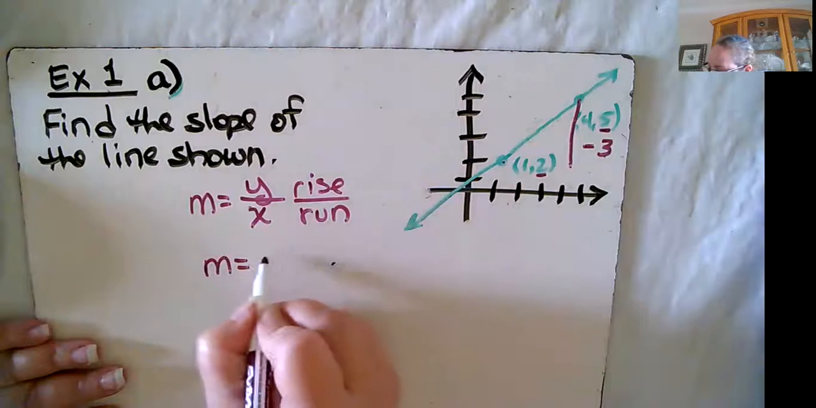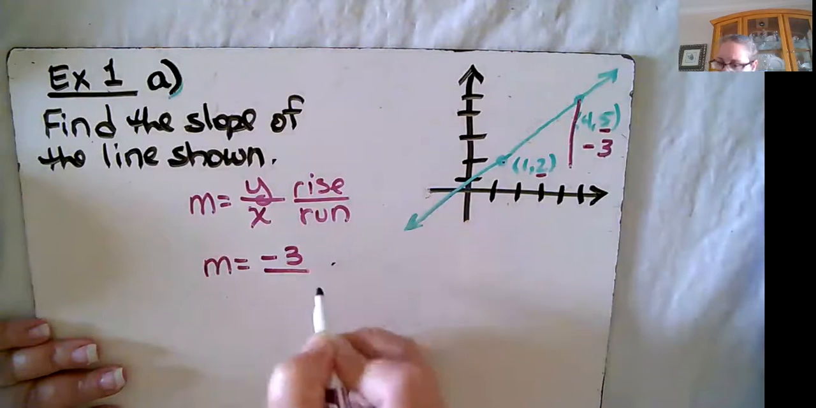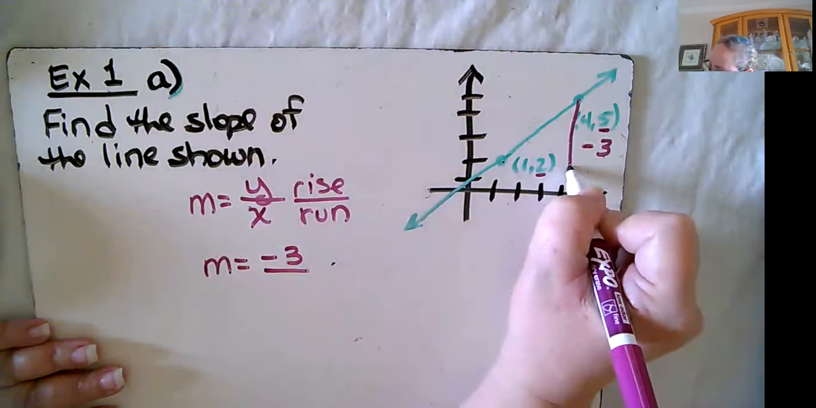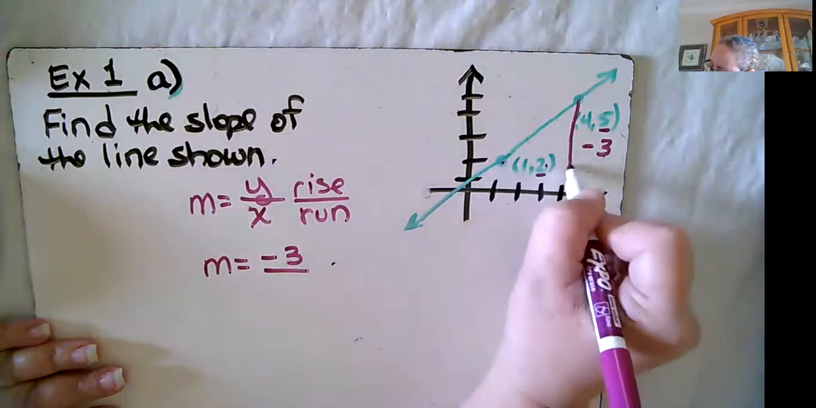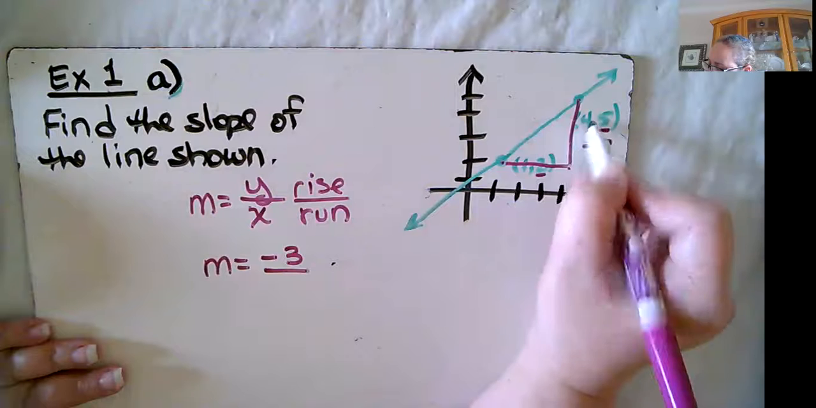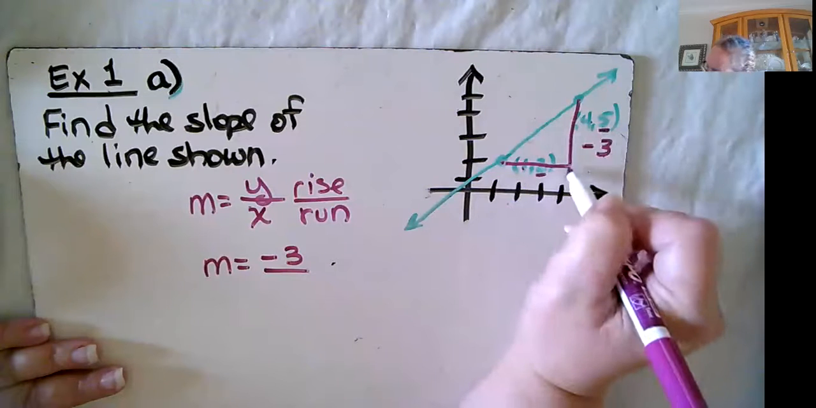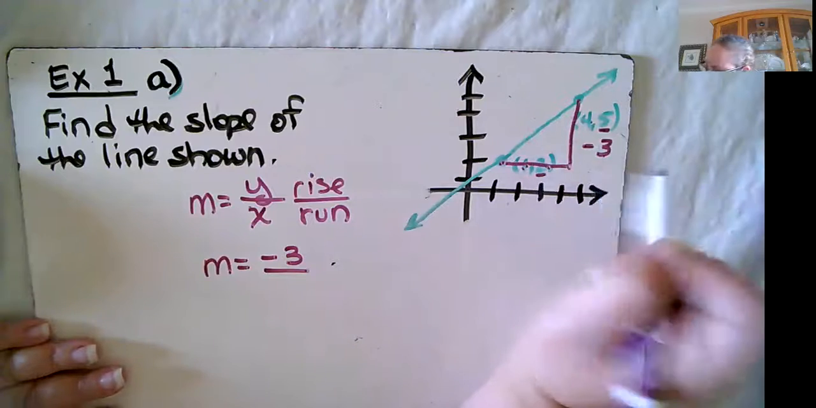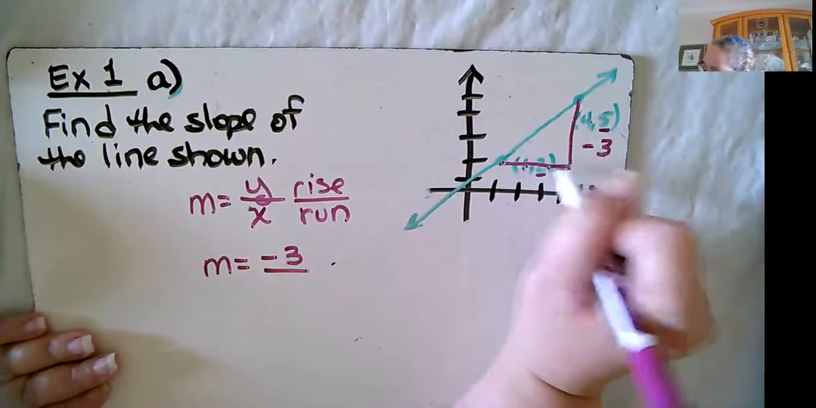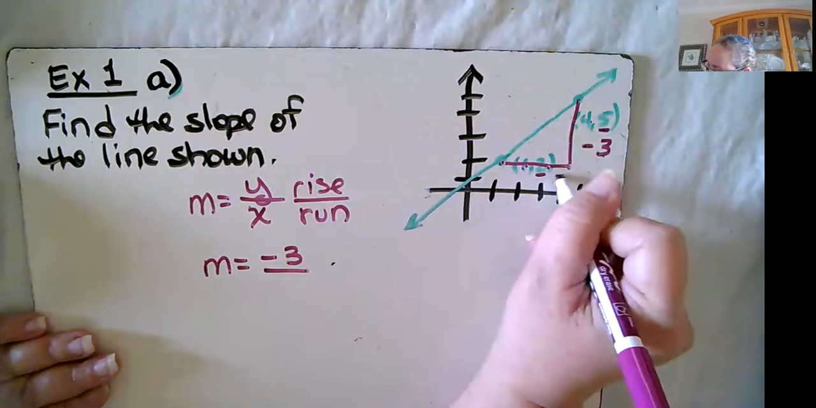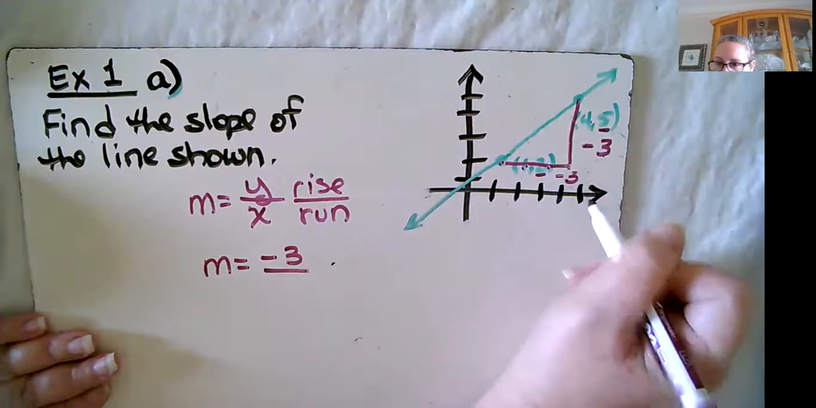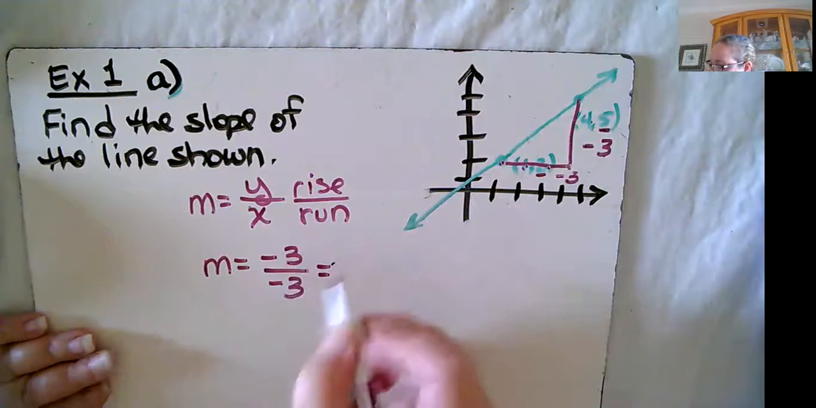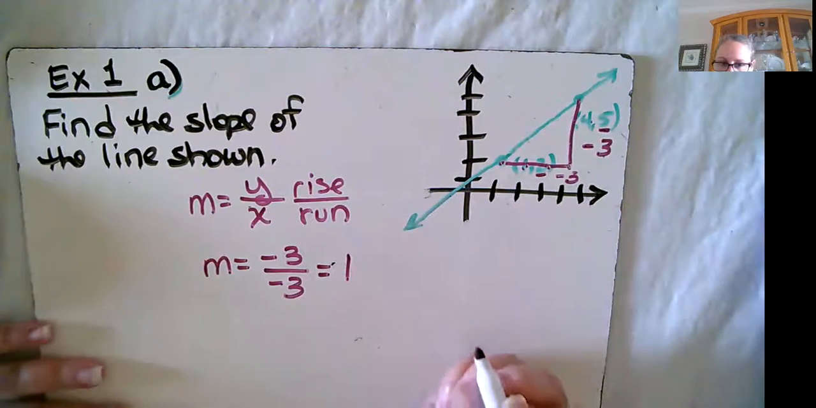So for the y direction, I went down 3. From there, I'm going to move to the left. I went from 4 to 1. I'm here. Oops, I went 1, 2, 3. I said 2, but it's 3. I went to the left, left being negative 3, which comes out to be just 1. 3 over 3 and a negative is a positive 1.